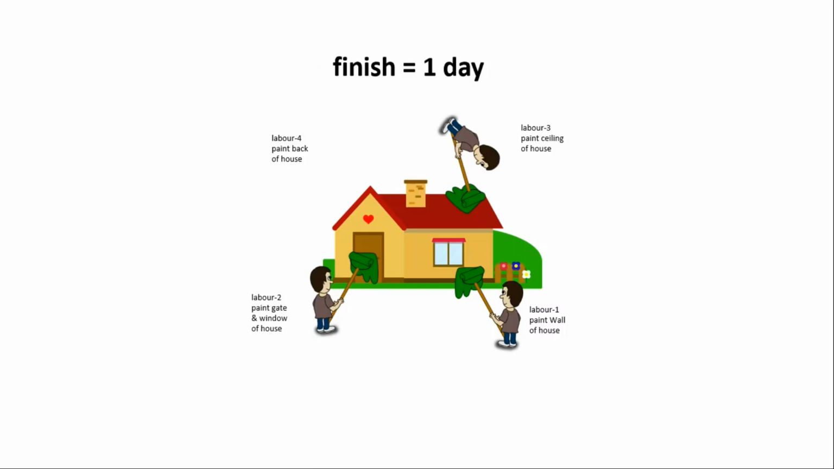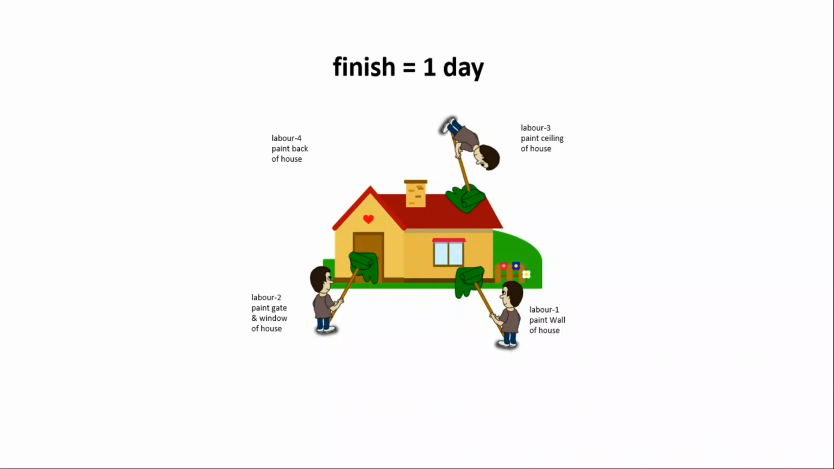So what I am going to do now, I hire four laborers, and each laborer has their own work. Labor 1 paints the wall of my house, labor 2 paints the gate and windows, labor 3 paints the ceiling, and labor 4 paints the back of the house. So if I hire 4 laborers, it will take only 1 day to finish my work, so my time is saved. That is the kind of thing you can imagine while doing multiprocessing.